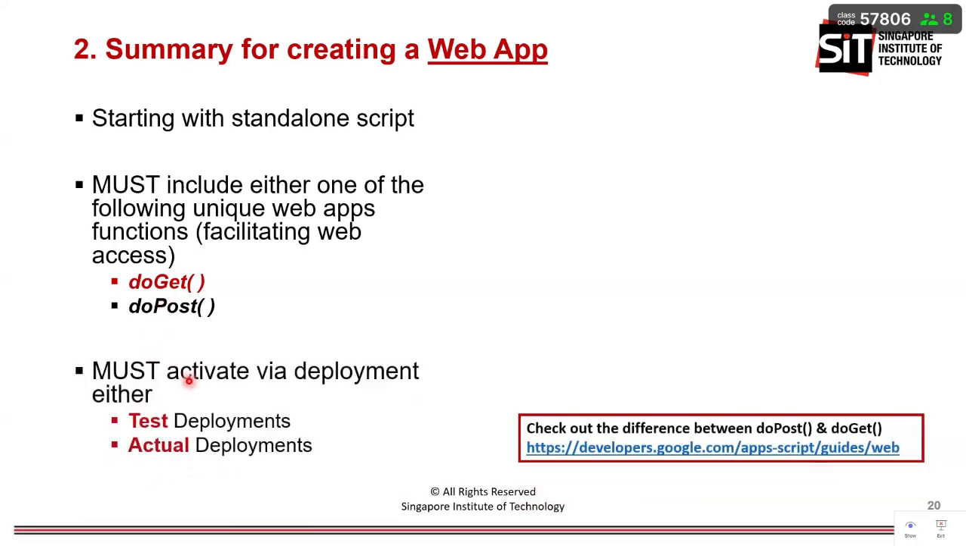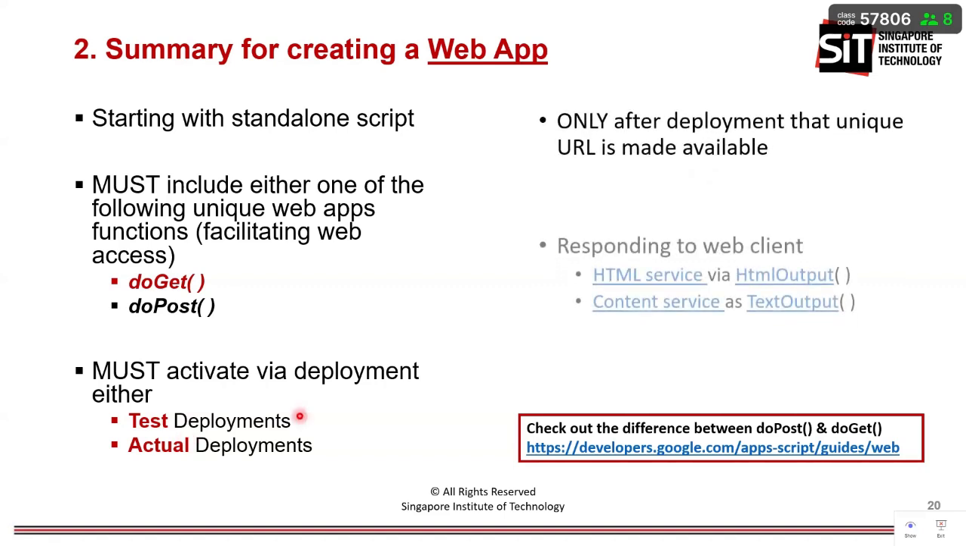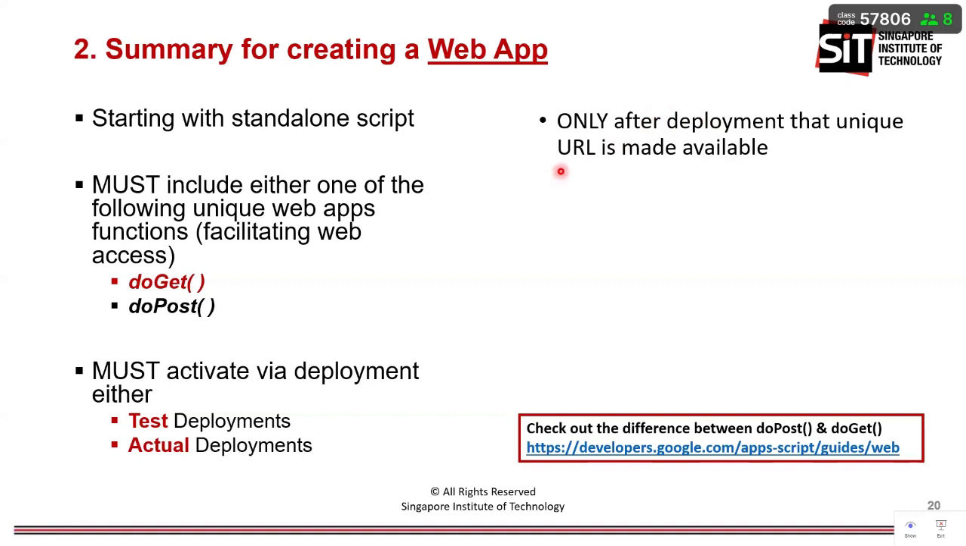Next, after you have created your doGet function within the GAS, write in your code. Once you're done with it, you must deploy, and there are two options: either to test or to have an actual deployment. Only after your deployment do you have a URL. The URL, as I mentioned, is a unique URL so that whichever web client makes use of this particular unique URL on the internet, it will trigger your web app. If you don't deploy, there's no way for you to test because there's no URL.